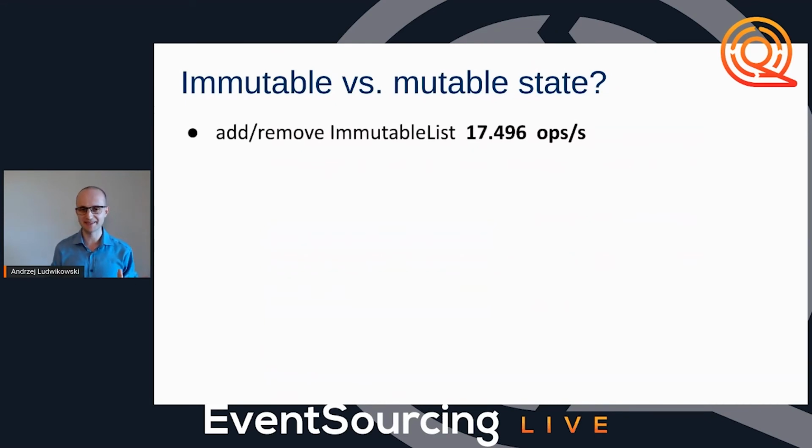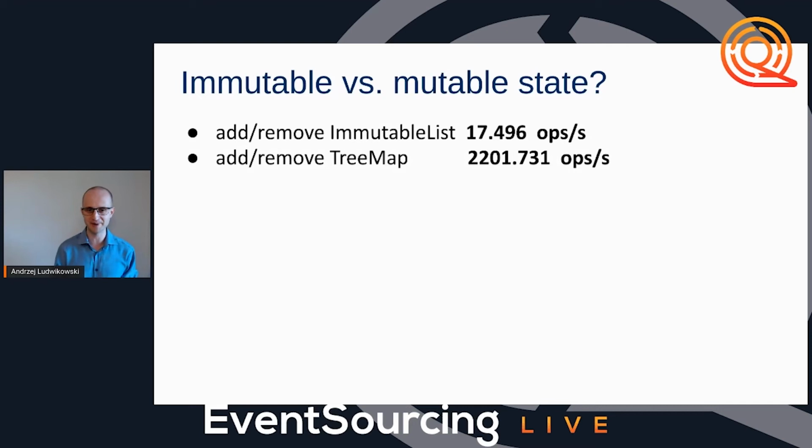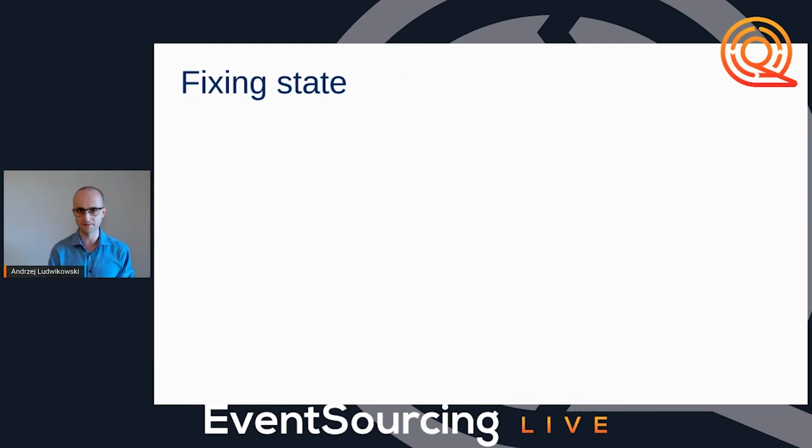So in my case, when we are using immutable ways, we are able to process 17 operations per second. When we switch to good old-fashioned Java TreeMap, 2200 operations per second, and this difference is so huge that it cannot be simply ignored. So we go with mutable state. Still, we are using actors, so my state is protected by the actor. So I'm pretty comfortable with that choice. And before you switch to mutable state, make sure that you run some benchmarks and you have some data to support such a decision, because you could be surprised by the actual results.